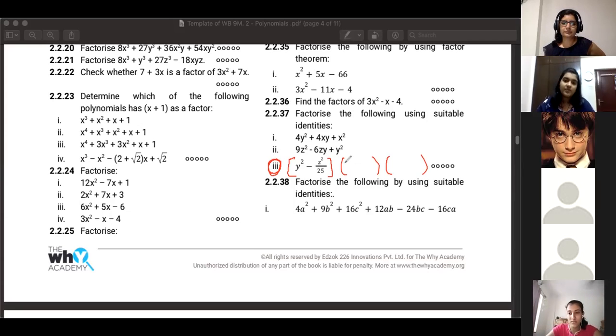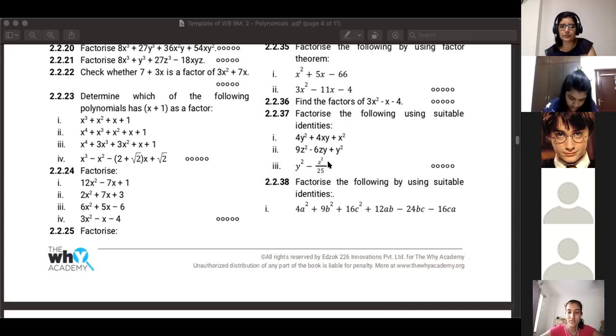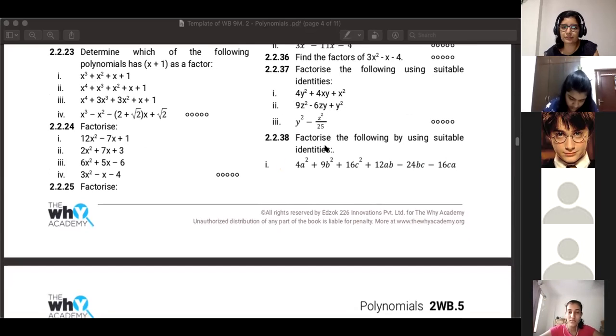Ma'am, I think it is y minus z upon 5. Yes. And y plus z upon 5. Is it y plus z upon 5 into y minus z upon 5, or the other way around? Yes. Okay. So z square by 25 is b square. So if you want to factorize it into a plus b, a minus b, you have to take its square root. That is a place where a lot of you were getting confused earlier, like 4y square and this one and all.